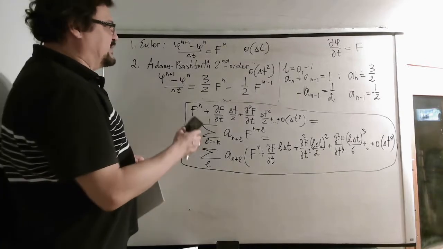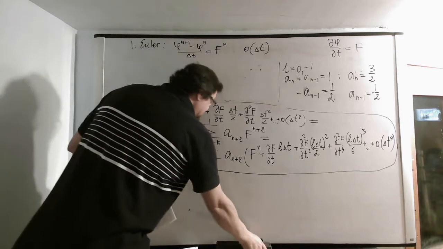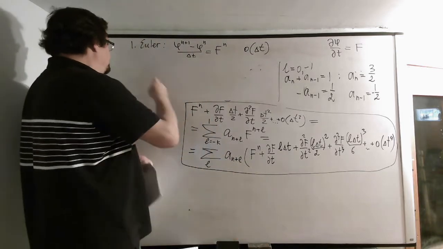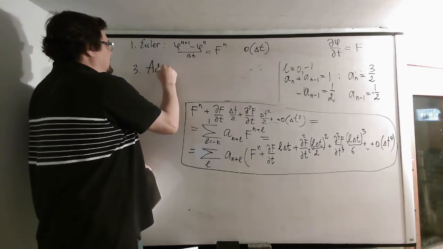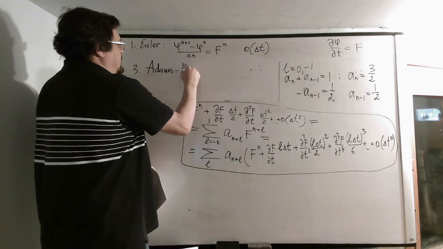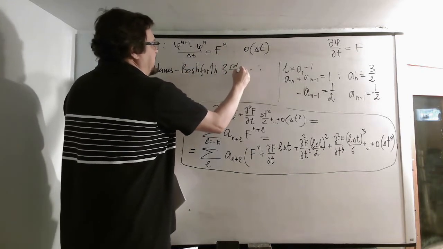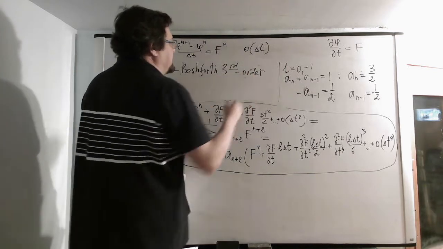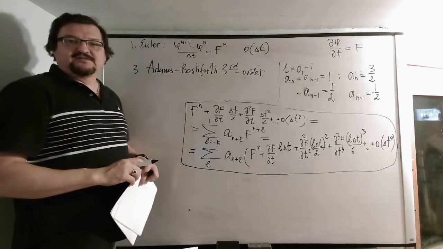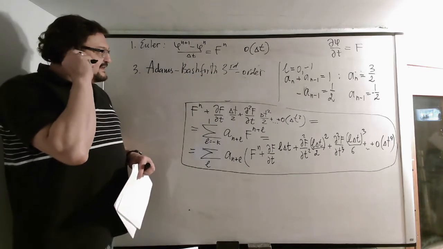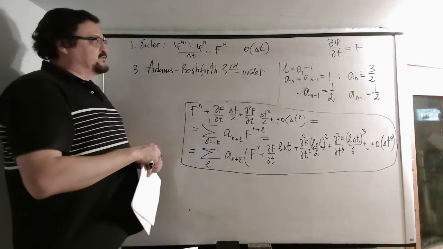Okay, so now let's consider the next one, and it's Adams-Bashforth third order. Third order, and this is a very popular scheme. In fact, in my model, in SAM, this is the scheme that is used for advection of momentum. It's been around for a very long time. I kind of like this scheme.